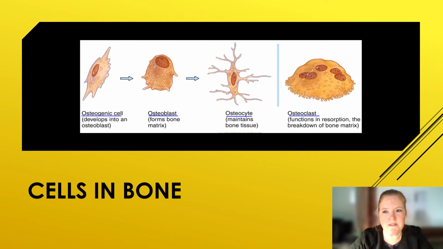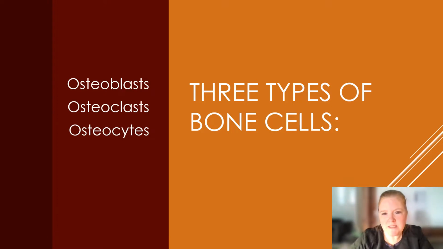All right, we have a few topics to talk about today. We're going to start with cells in bone. The three types of bone cells we're going to talk about are osteoblasts, osteoclasts, and osteocytes. They all come from a stem cell, but we're talking about them after they've differentiated, okay?